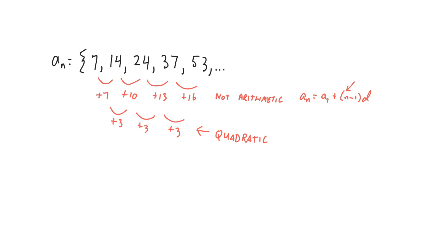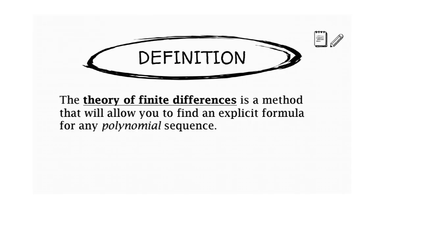To put a definition to this idea, I would say this. The theory of finite differences is a method that will allow you to find an explicit formula for any polynomial sequence. Let me show you how it works, and then we'll put it to work with a few examples.